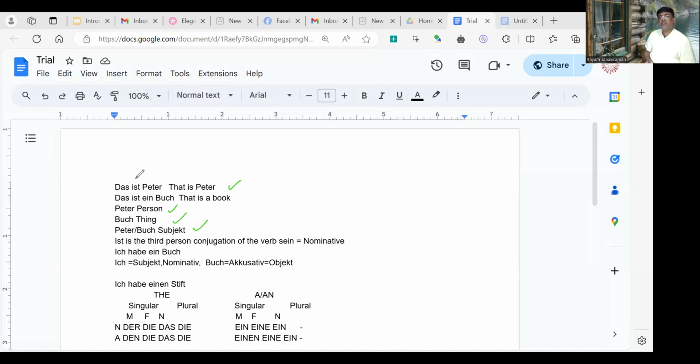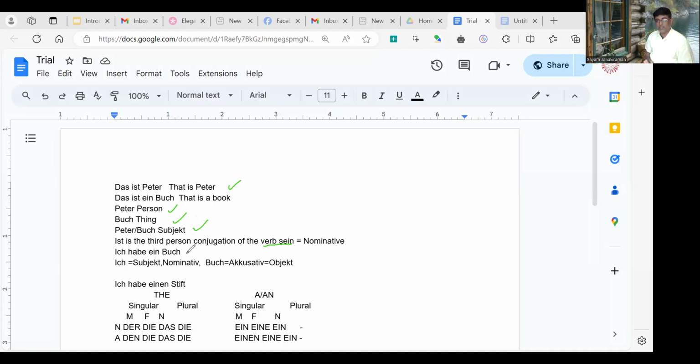So here we have ist. Ist is the third person conjugation of the verb sein. So we say this sein is always nominative in German. So here you have Peter and book, which are subjects, which are in nominative.